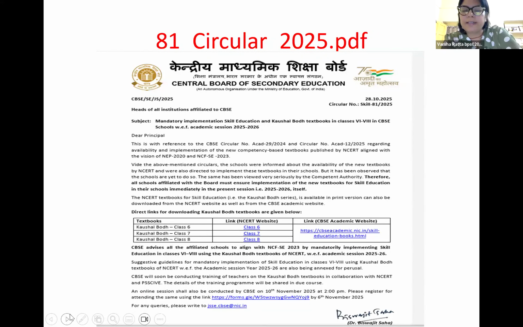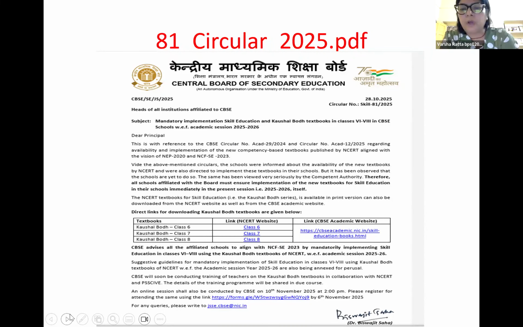This has come to all the heads of the schools, and it is a mandatory implementation of skill education and Kaushal Bodh. Books are available, and the link is also here. If you see, it's given in the circular. You can find the circular on the internet for your own use also.